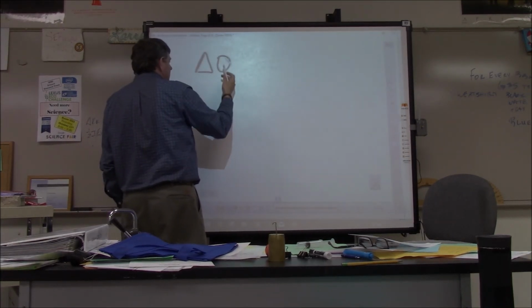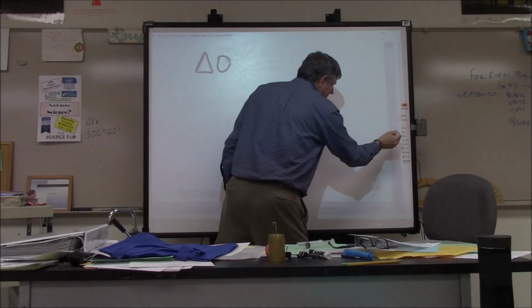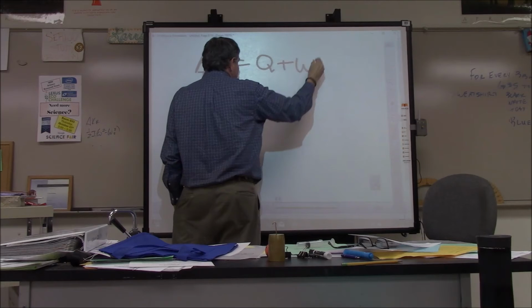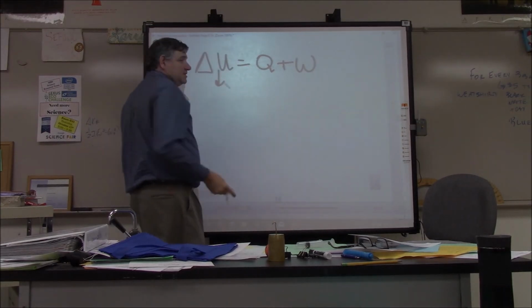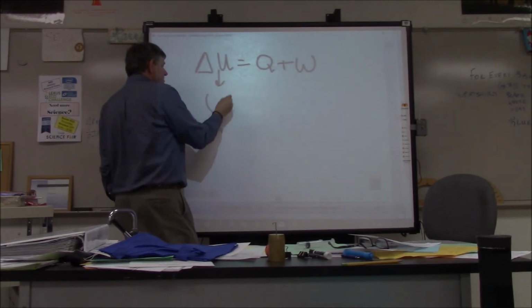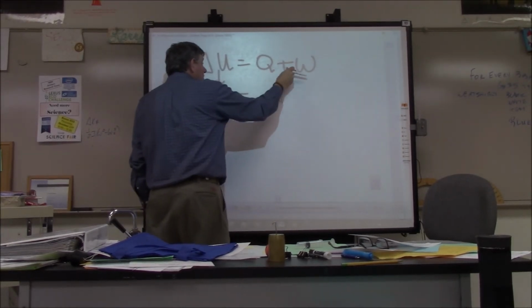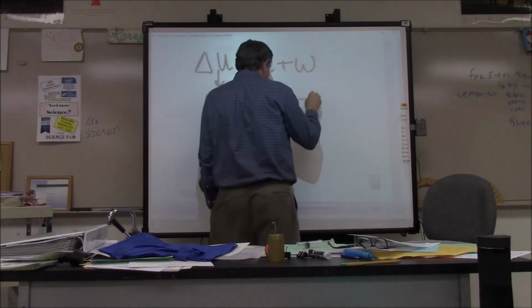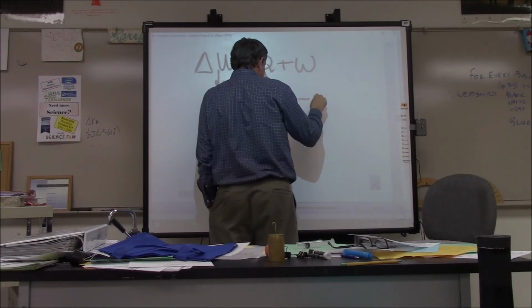We said delta U equals Q plus W. Delta U equals what? 0, because there's no change in temperature. Now, what was my W value? Negative 1300. Negative 1300? Yeah.